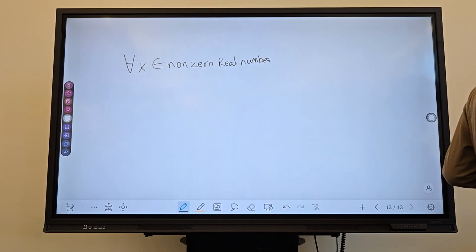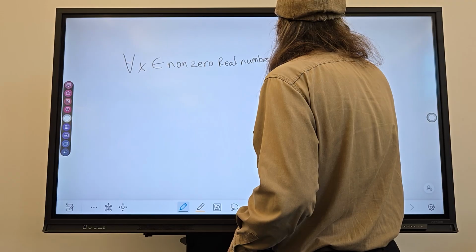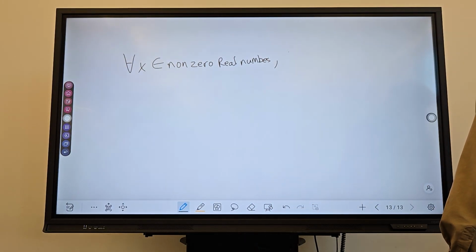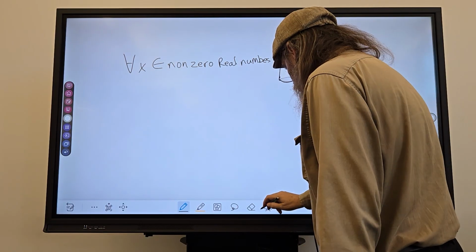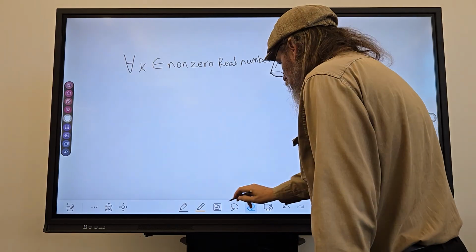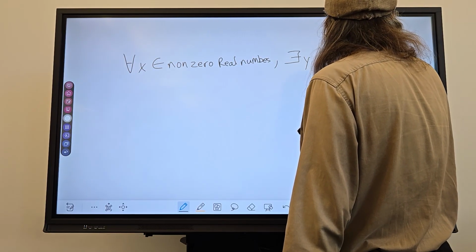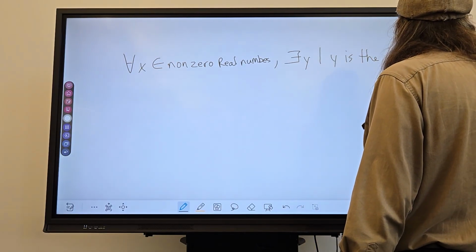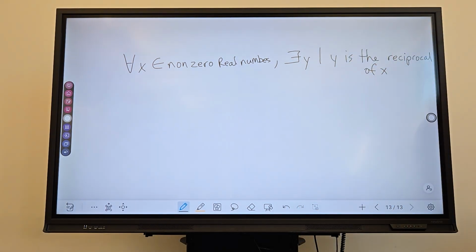Break it down into different parts. Every non-zero real number, there exists a y such that y is the reciprocal of x. That's a little bit more formal.